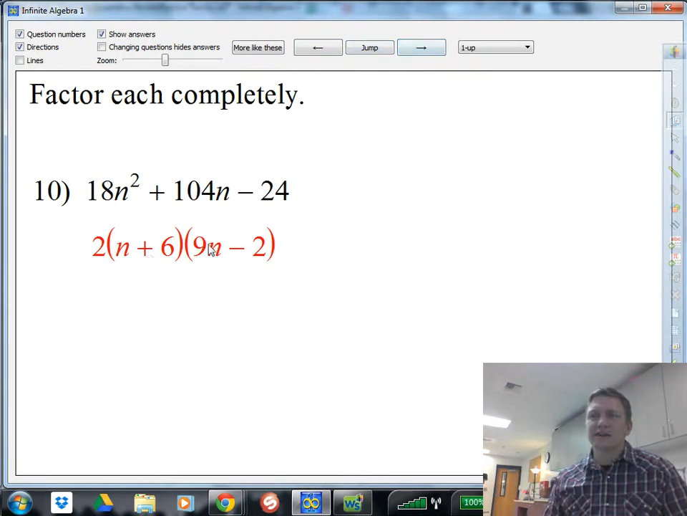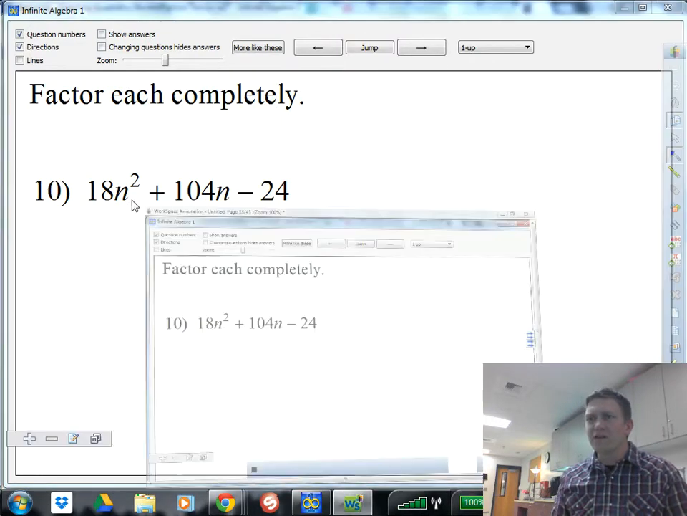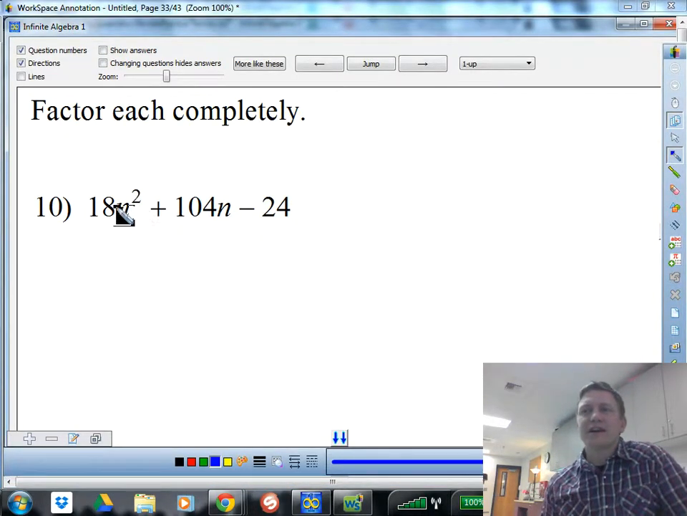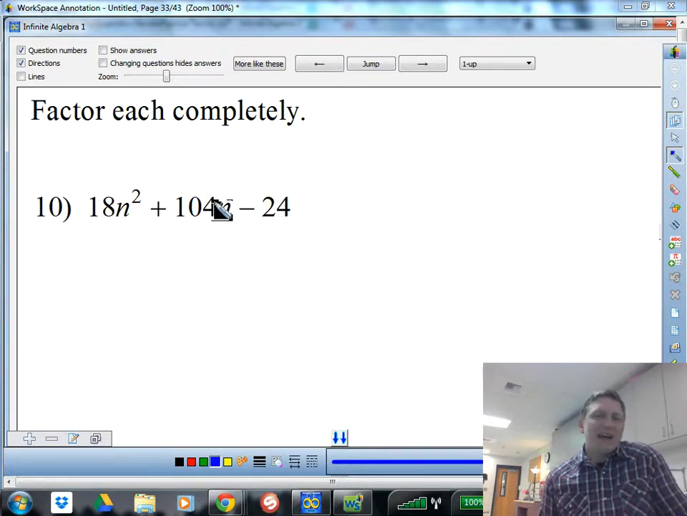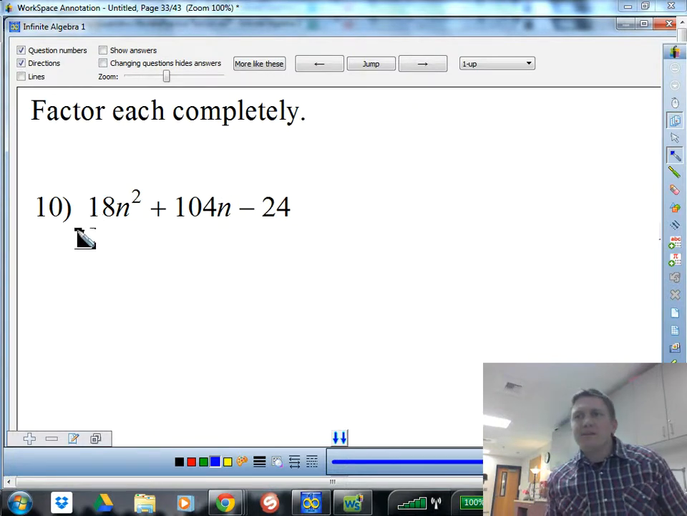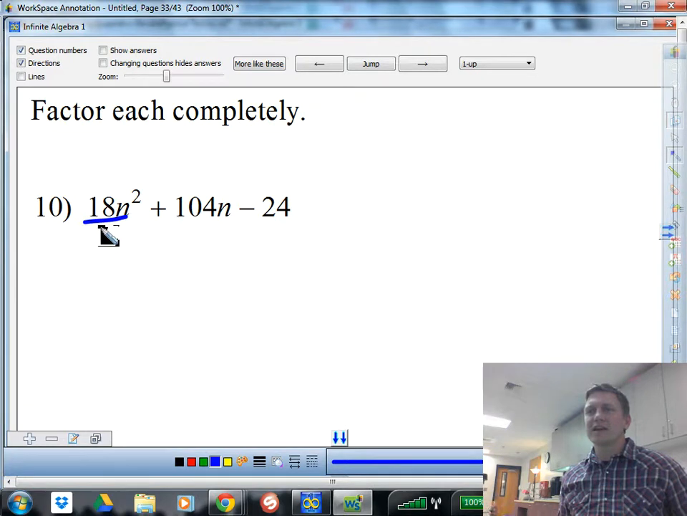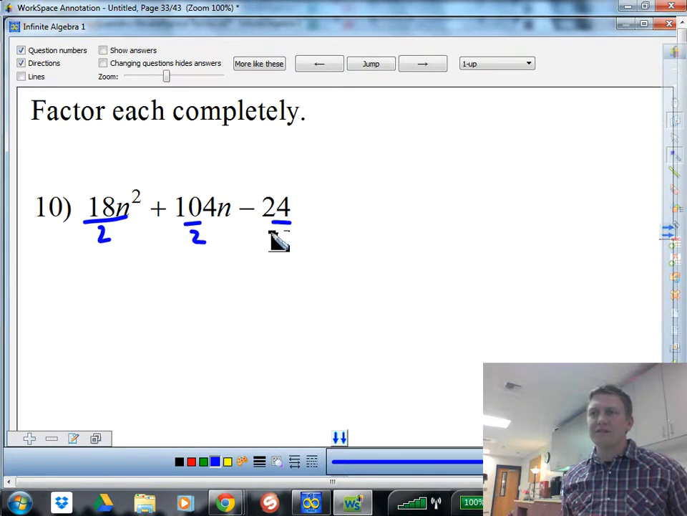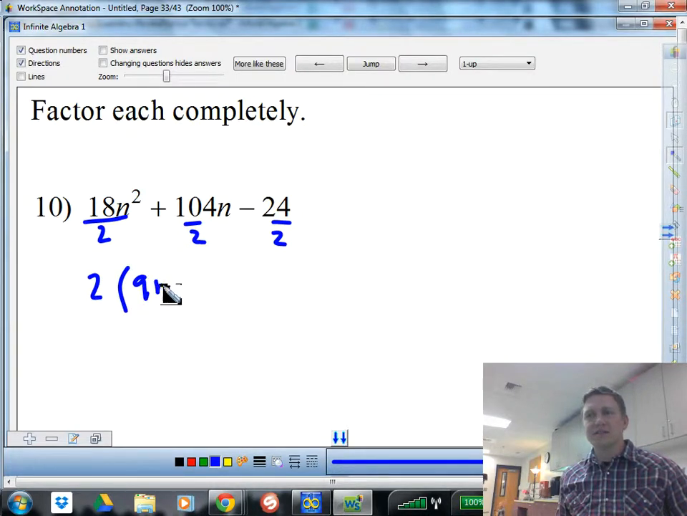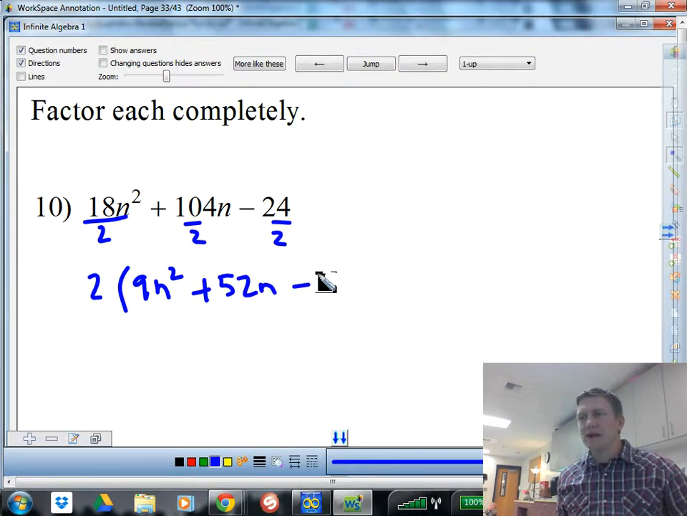Number 10, the answer looks just like this. But let's try to see why. The first thing you have to do is double check on number 10: is there a number that all three of these are divisible by? You want to ask that question every single time, because that's going to make your job a little easier if you take that out. Looks like you can divide by 2, divide by 2, and divide by 2. And then you're going to rewrite it this way. Take a 2 out, and so that turns into 9n squared plus 52n minus 12.